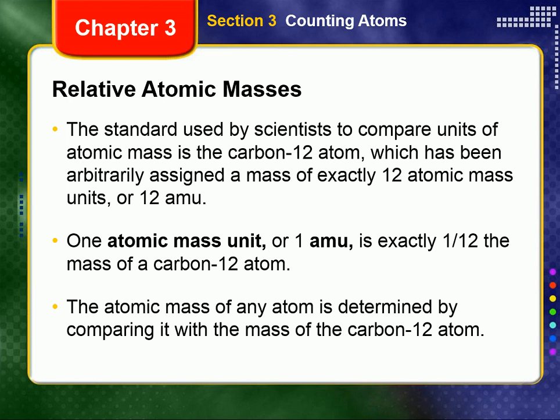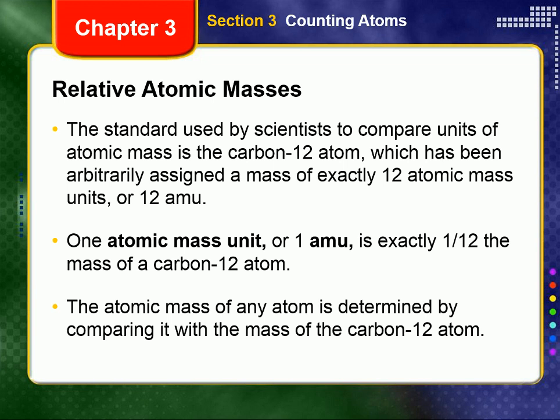Chapter 3, Section 3, Relative Atomic Masses. Masses of atoms expressed in grams are very small. As we shall see, an atom of oxygen-16, for example, has a mass of 2.657 times 10 to the negative 23rd grams. For most chemical calculations, it is more convenient to use relative atomic masses.